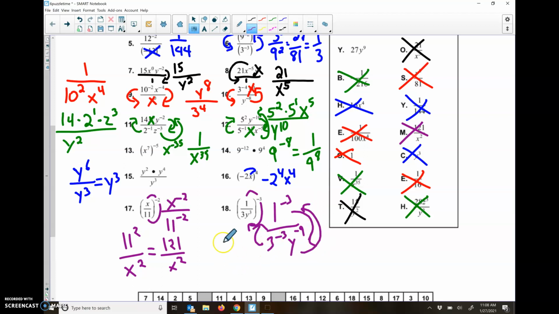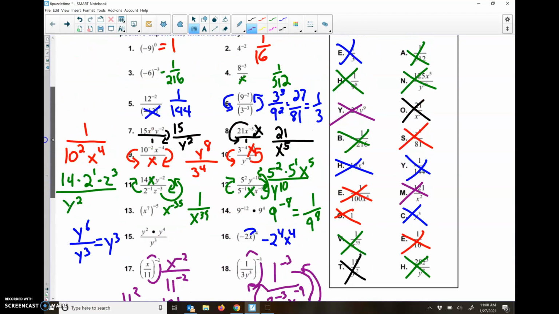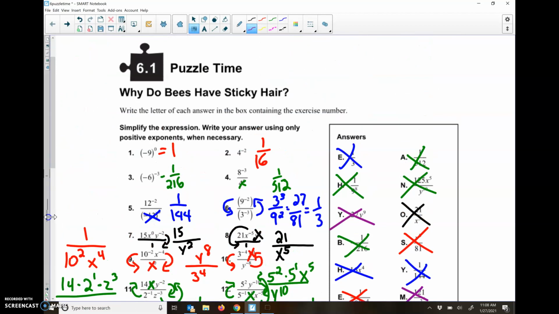So that means we have 3 to the 3rd on top, and y to the 9th on top, and then pretty much just 1 on the bottom, because 1 times 1 times 1, 3 times is just 1. So that's going to pretty much go away. 3 to the 3rd means 3 times 3 times 3. So that's the same as 27. And then y to the 9th is y to the 9th. So letter Y there. So then the answer to our joke here, why do bees have sticky hair?